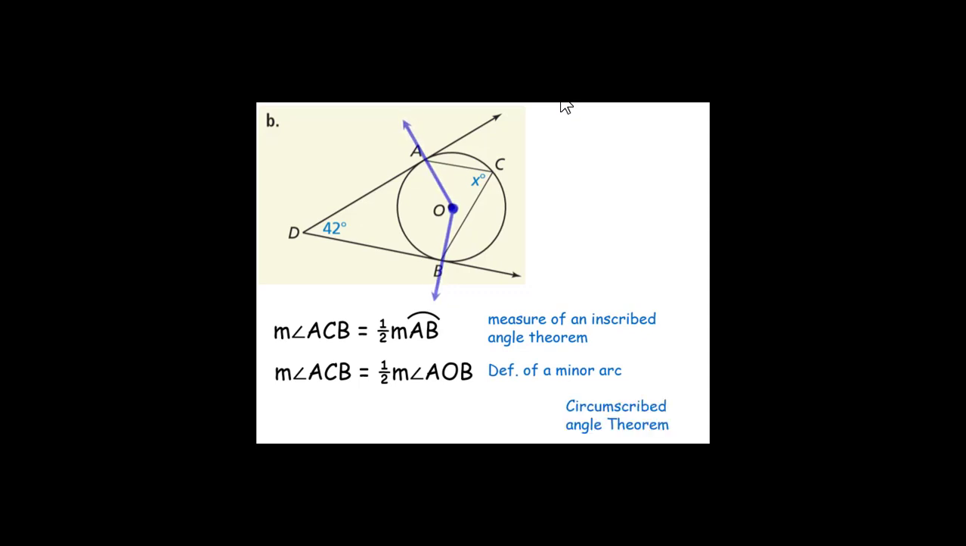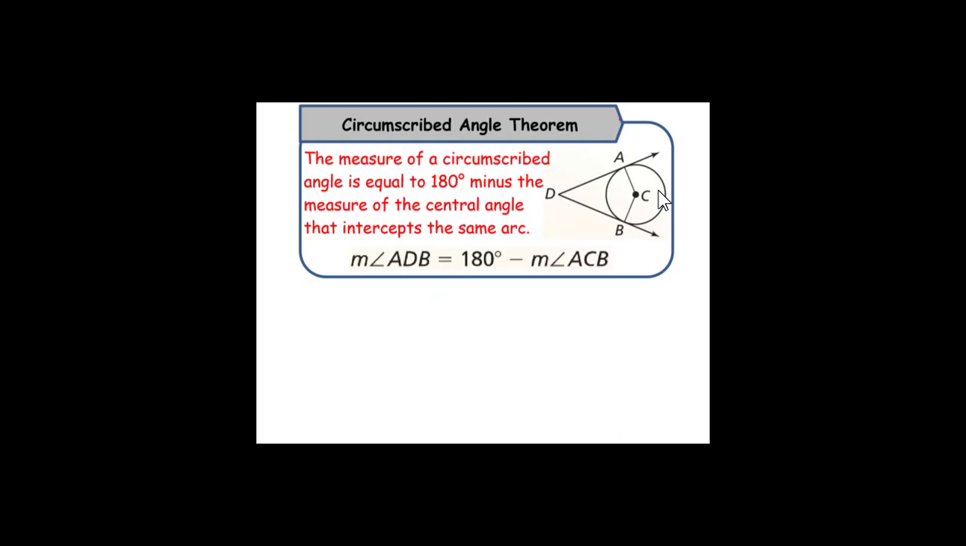Next, we can use the circumscribed angle theorem to state that the measure of angle ACB is equal to 1/2 times 180 degrees minus the measure of angle ADB. Why can I say this? Let's go back to the circumscribed angle theorem. It says that the measure of angle ADB is equal to 180 degrees minus the measure of angle ACB.